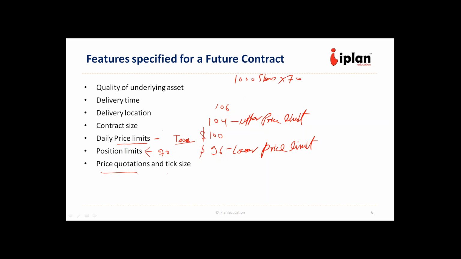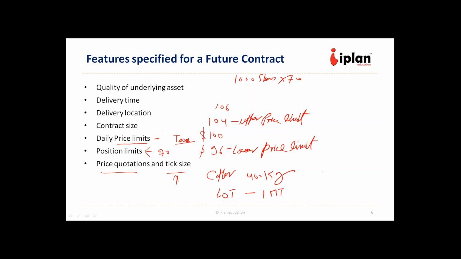Now, price quotation and tick size. Price quotation we understand is written there. Let's say we talk about the copper price. Let's say copper price is quoted as 400 per kg, and quite possibly the lot size or the contract size could be 1 metric ton, that means around 1,000 kg. So price quotation is given in the contract, and tick size is basically the minimum price change.